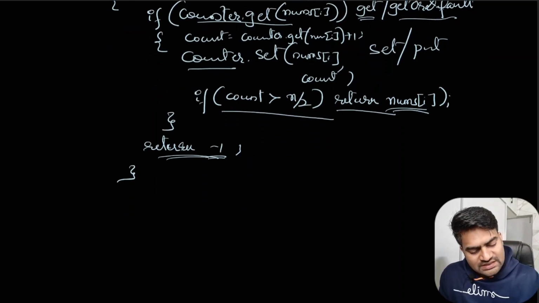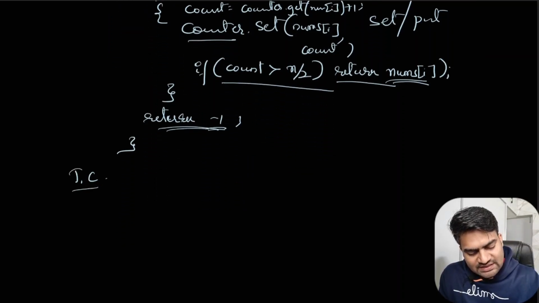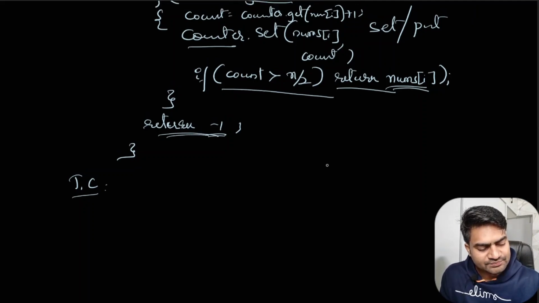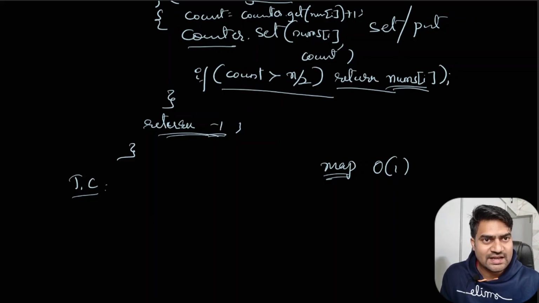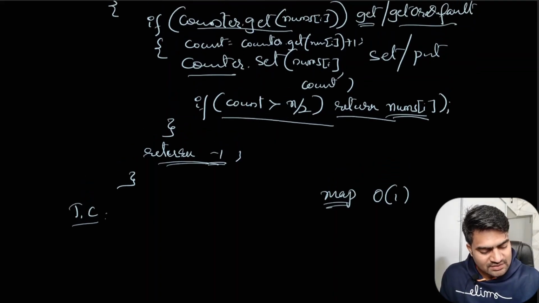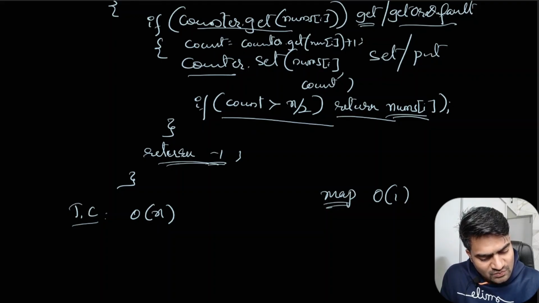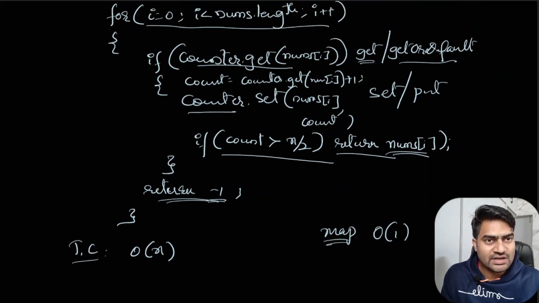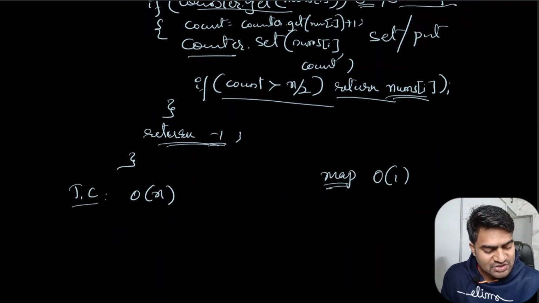Now what is the time complexity? Assume our map executes in order one time for getting and setting the value, or getting and putting the value. If that is the case, this particular code executes in order of n time complexity, because we are using one iteration, one for loop basically, and with that for loop we are adding the values to the counter, then checking if it is greater than n by 2, and returning the majority element.